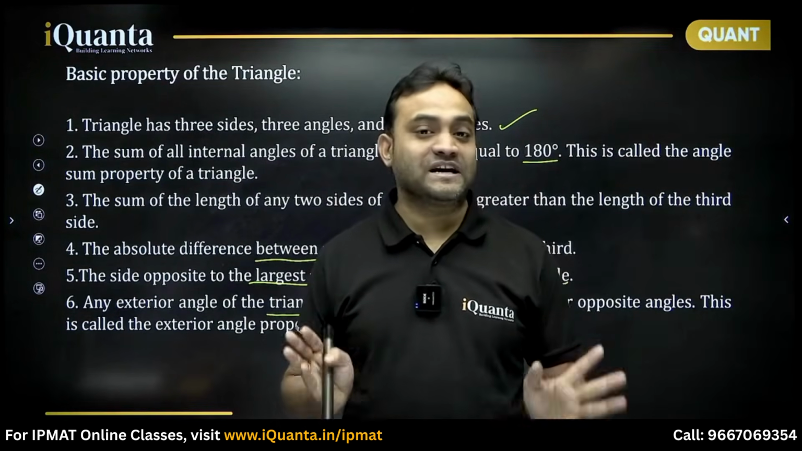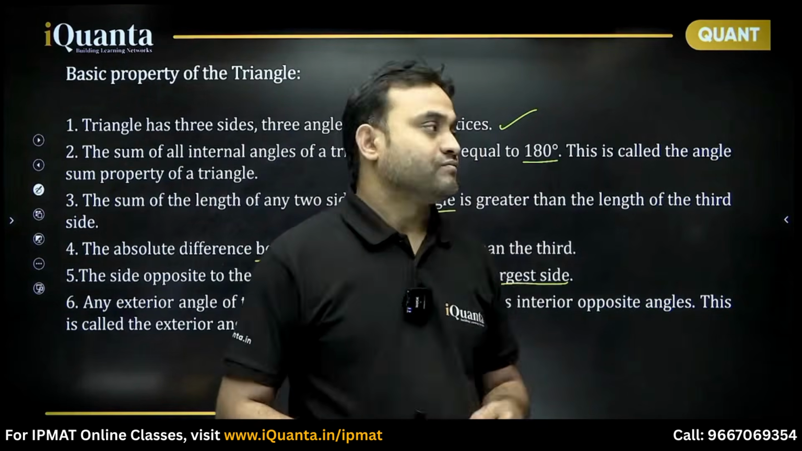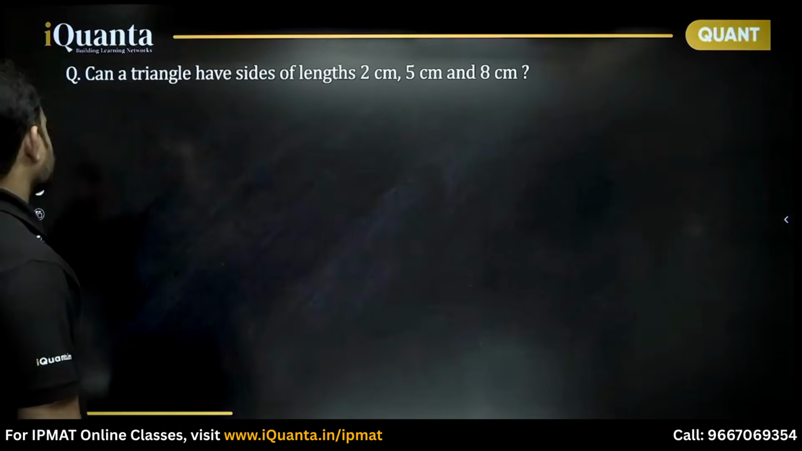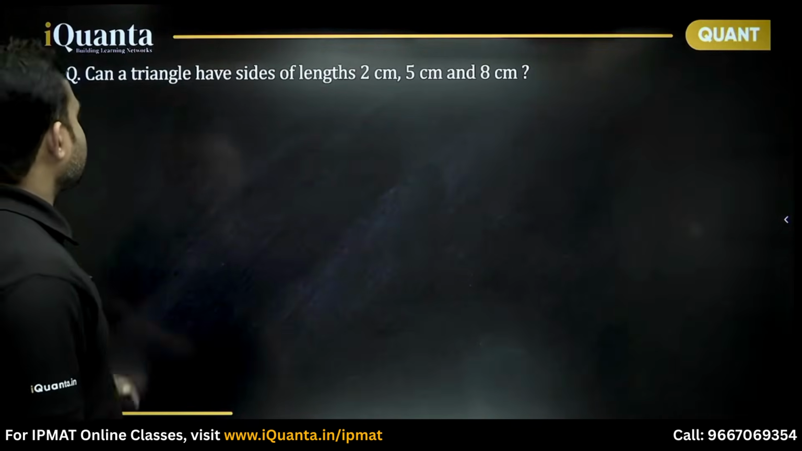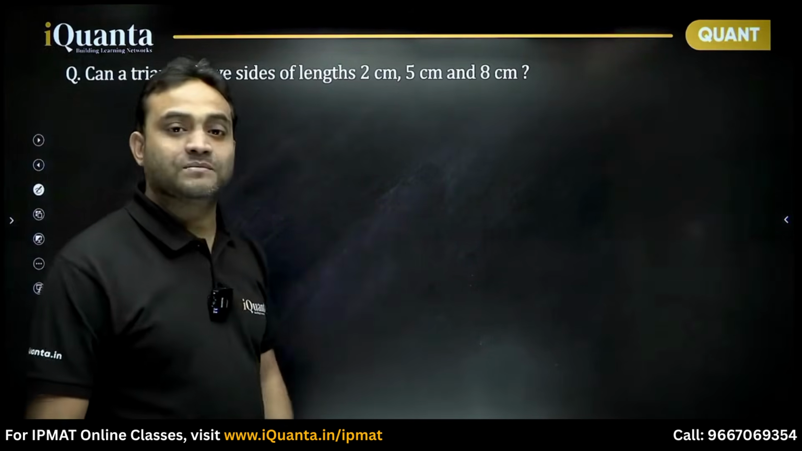I hope that part is clear, right? If you have any doubts here, let me know. Now, let's go to the first question. It says, can a triangle have sides of lengths 2 cm, 5 cm and 8 cm?